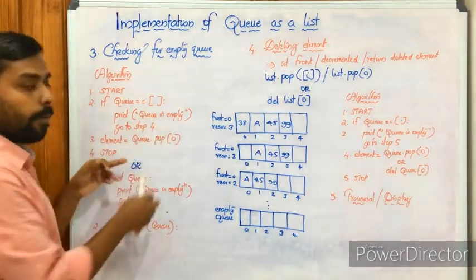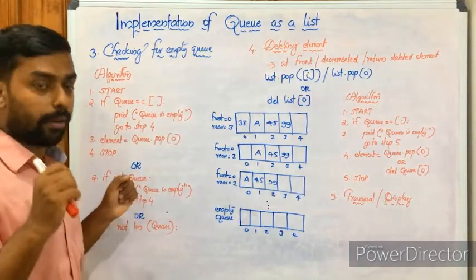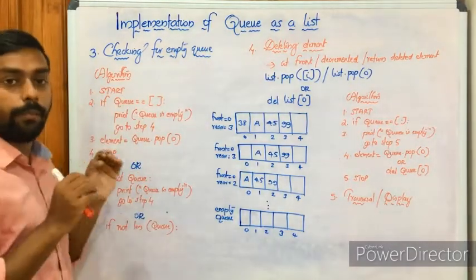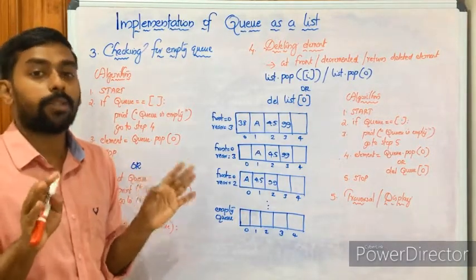Element equals q.pop(0). This pop(0) will be discussed in deleting an element or popping an element. So here is the first algorithm using if q equals empty square brackets, which shows an empty list.